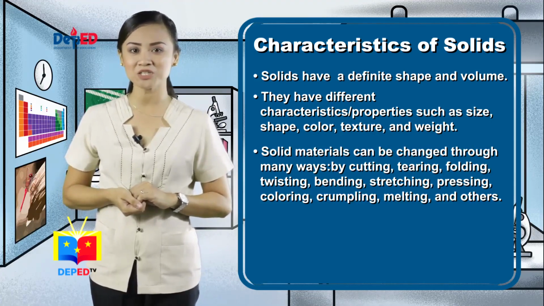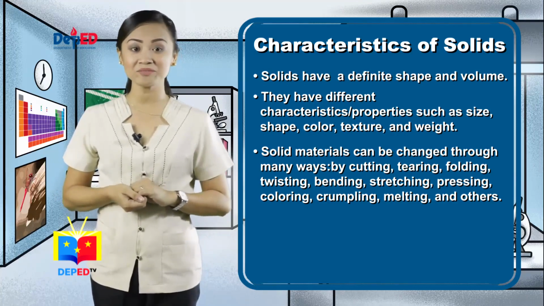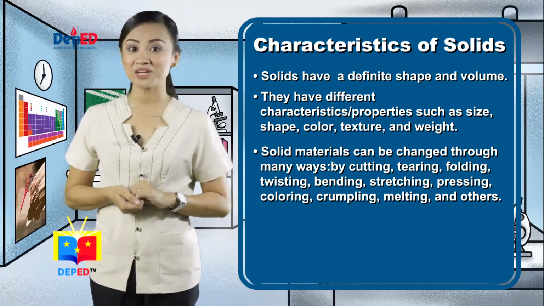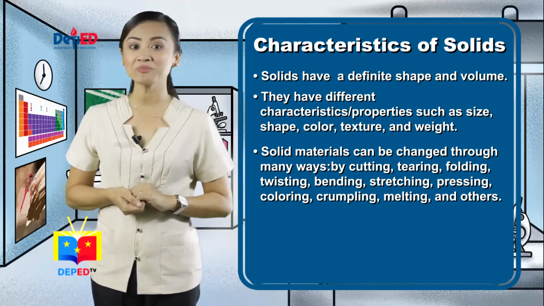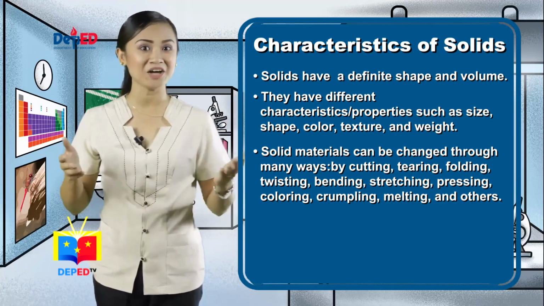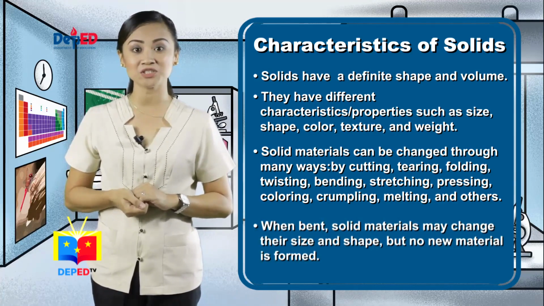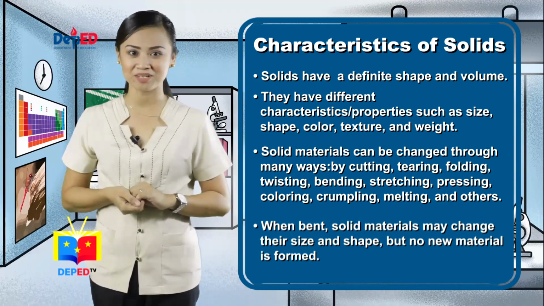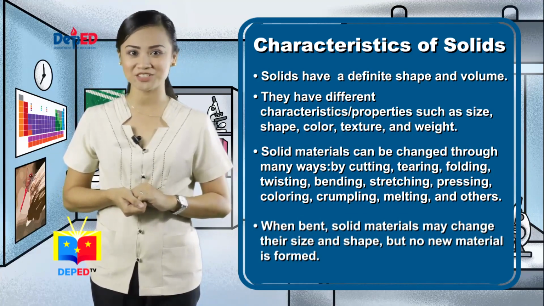Solid materials can be changed through many ways like cutting, tearing, folding, twisting, bending, stretching, pressing, coloring, crumpling, melting, and others. When bent, these materials may change their size and shape, but no new material is formed. Only the physical appearance of these materials is changed.